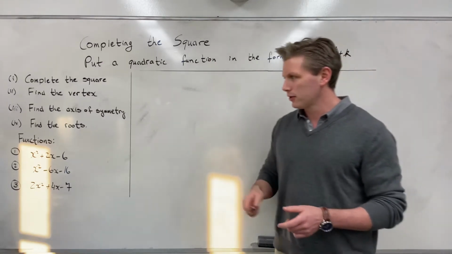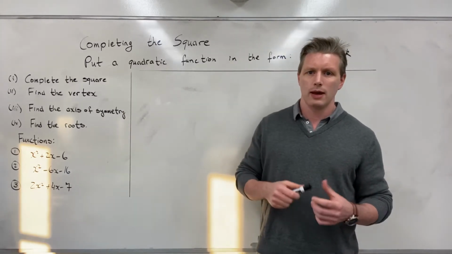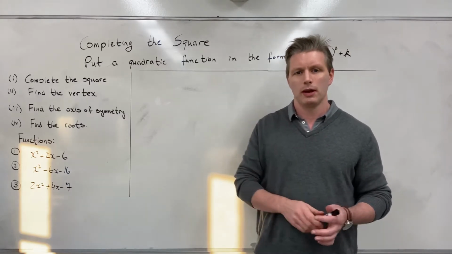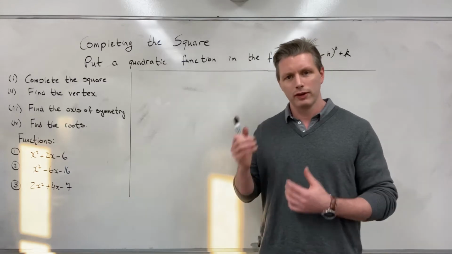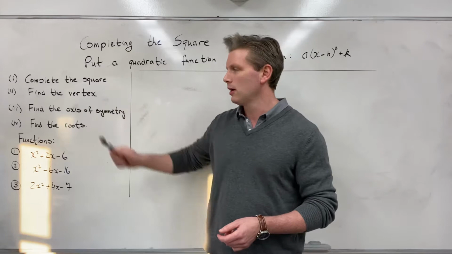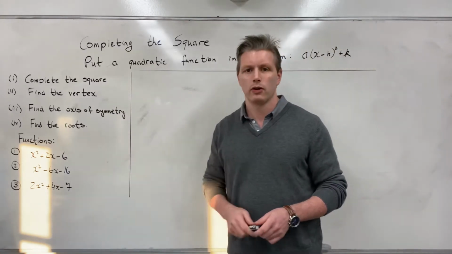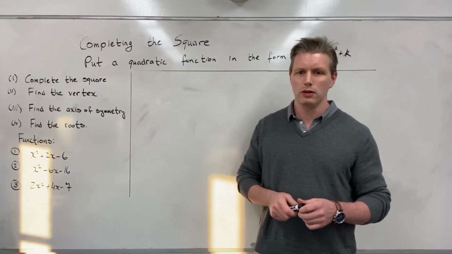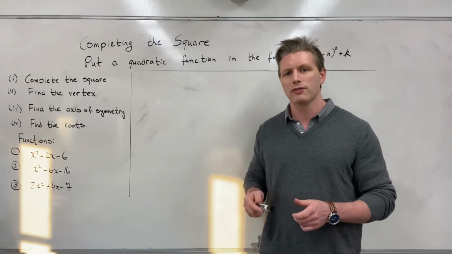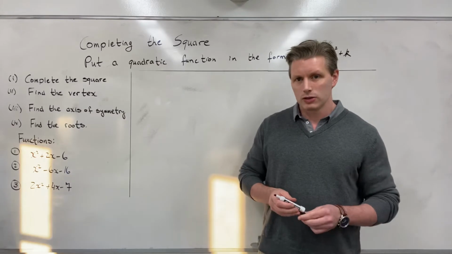Then we're going to state the axis of symmetry. Because a parabola is symmetric about its axis, if we can find the vertex, we can find the axis. So we can find the axis of symmetry from the vertex. And then finally, we're going to find the roots of the function. That is to say, we're going to find the points at which the function crosses the x-axis. That's what we're going to do. All right, so let's get to it.